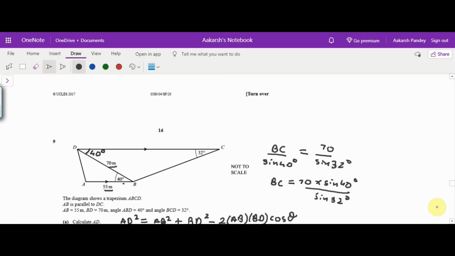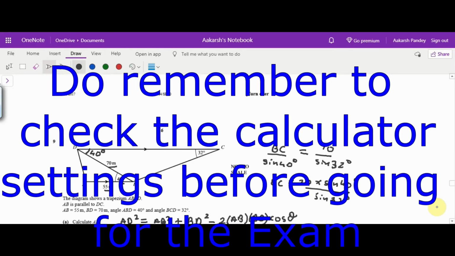Normally whenever we have our calculators, you input the value and it goes in radians, and when the setting is changed you get a very vague answer as compared to what you would normally expect. So just check the settings before going into exams, so it will be beneficial.